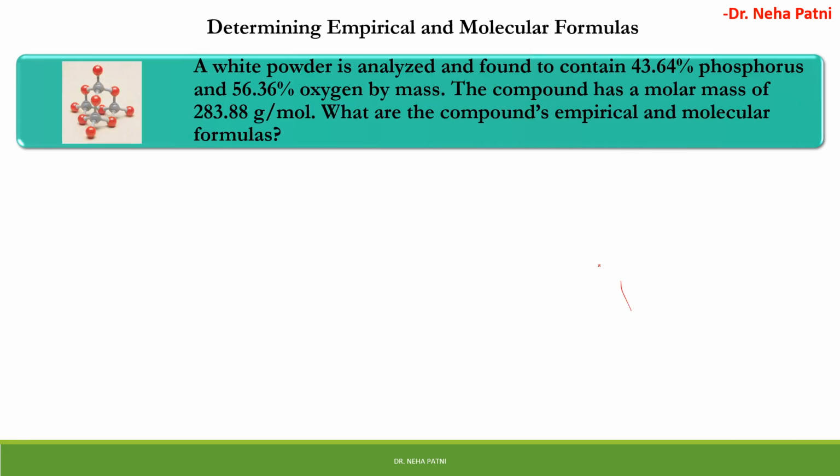Let's go ahead with a similar type of question. Here it says that a white powder is analyzed and found to contain that much phosphorus and oxygen. The compound's molar mass is given. What is the empirical and molecular formula? Now you may take a pause here.